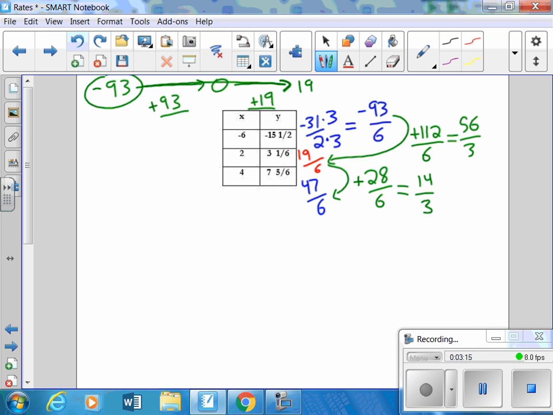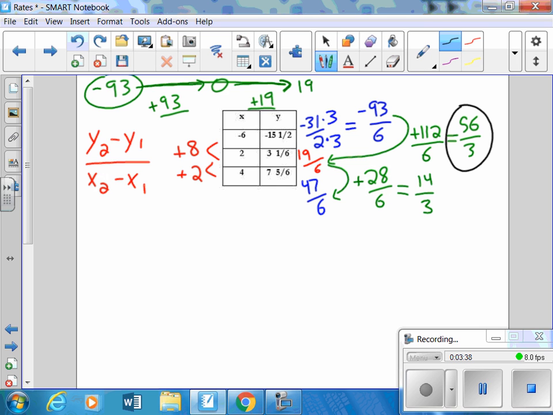Now the change in x is much easier. We just go from negative 6 to positive 2. That's plus 8. Go from 2 to 4. That's plus 2. And now, remember, slope, or rate of change, it's y2 minus y1. That's the change in y, over x2 minus x1, that's the change in x. So we have to take the change in y and divide by the change in x.